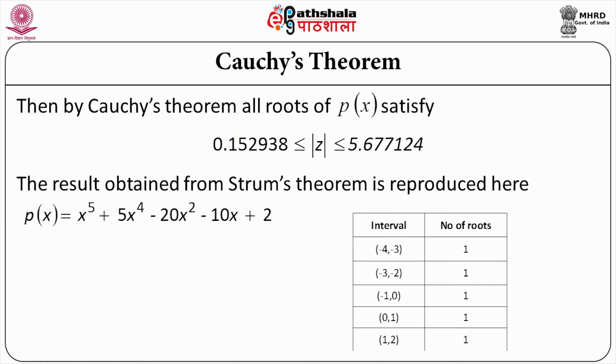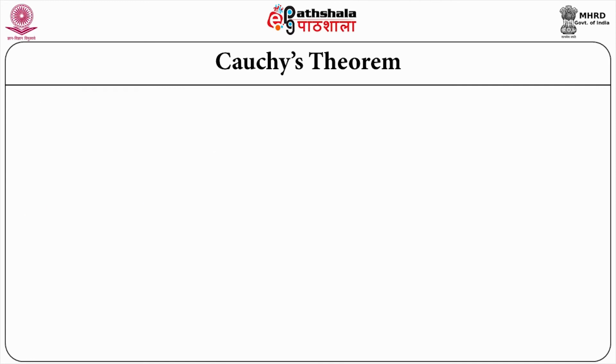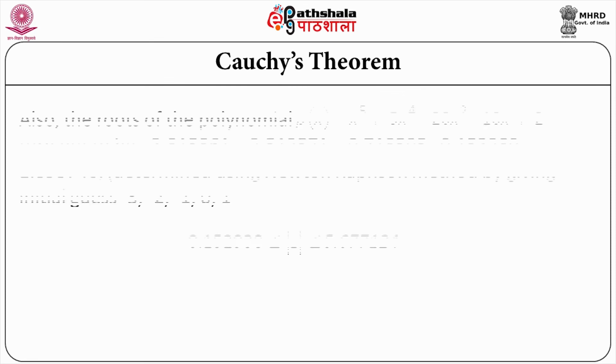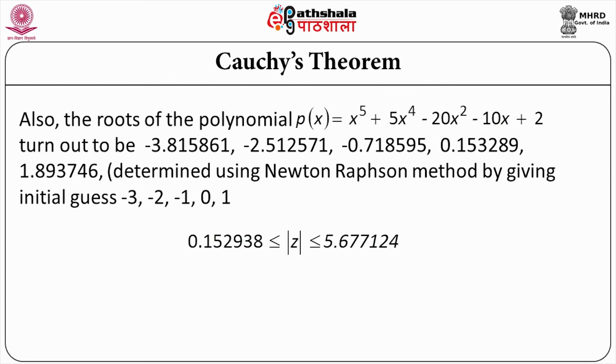So, here you look at the bound: less than or equal to 5.677 and greater than or equal to 0.15. Once we know this, if I determine all the roots of this polynomial by applying the Newton-Raphson method, they turn out to be -3.815861, -2.512571, -0.718595, 0.153289 and 1.893746.